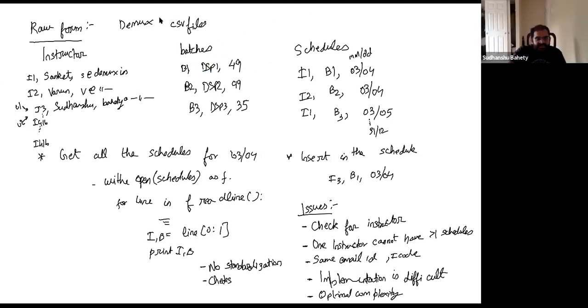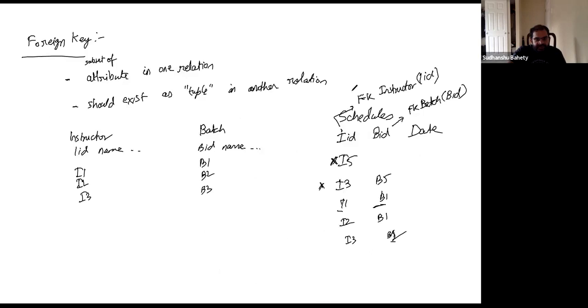We are just saying that this is the foreign key. That's how we are defining foreign key over here. So we are saying instructor ID is a foreign key on the instructor table and IID attribute. And batch ID is a foreign key on the batch table and BID attribute. That's how we are defining. So anything that you insert over here, any tuple that you insert over here, there should be an existing tuple in the batch table, BID.